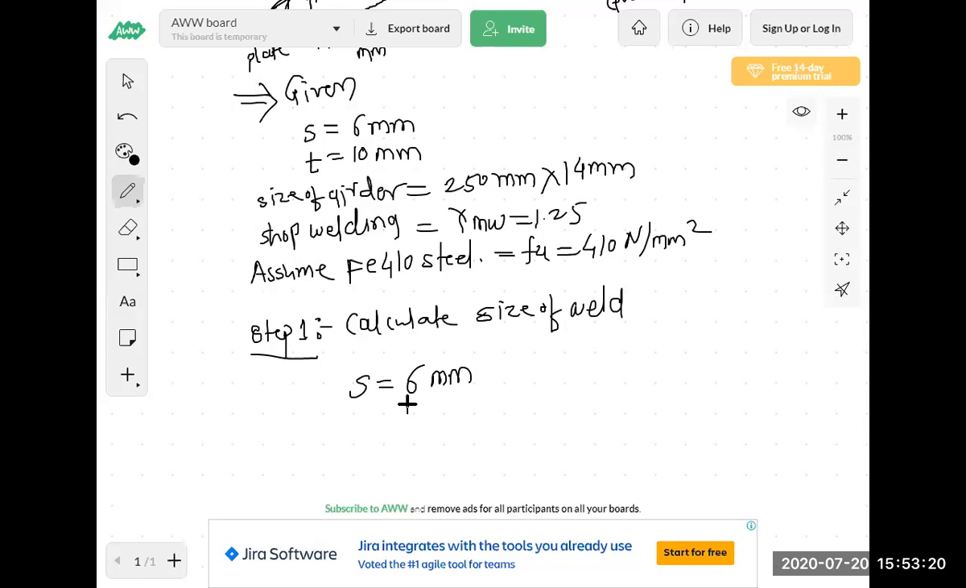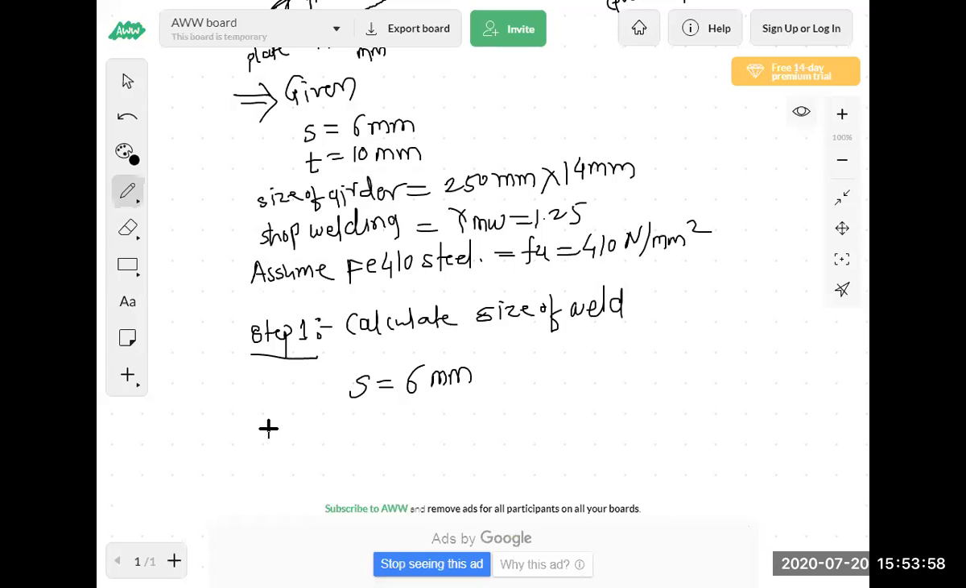If the size of weld is not given in the problem statement, then how will we calculate the size of weld? Page number 78, table number 21, IS 800 2007. We have to go to IS 800, page number 78, table number 21. From the thickness of the thinner plate, we have to find the size of weld from table number 21. Here the size of weld is given in the problem statement, so S is equal to 6 mm, directly we can write.